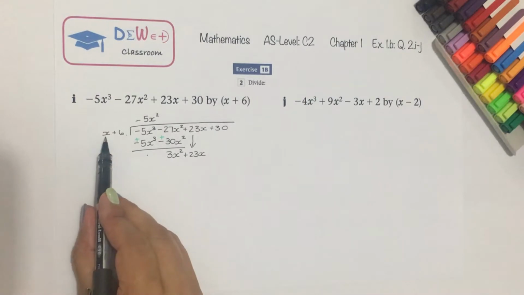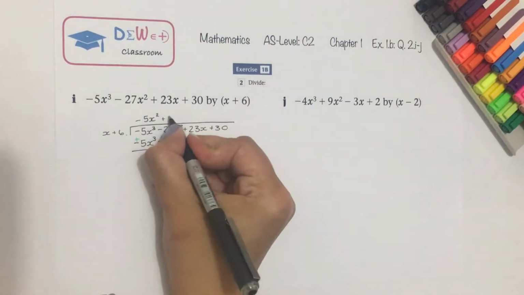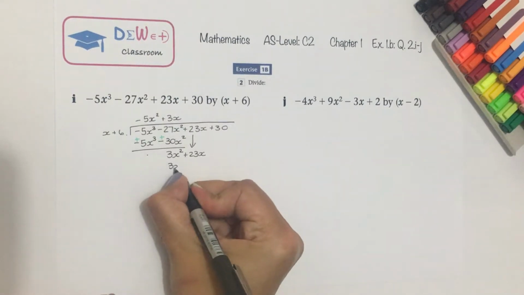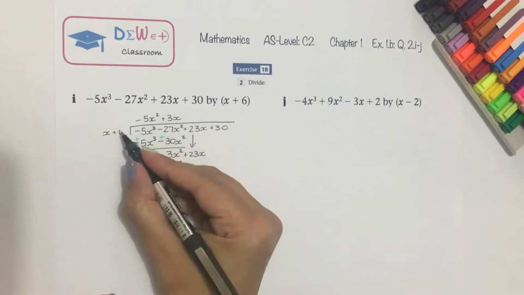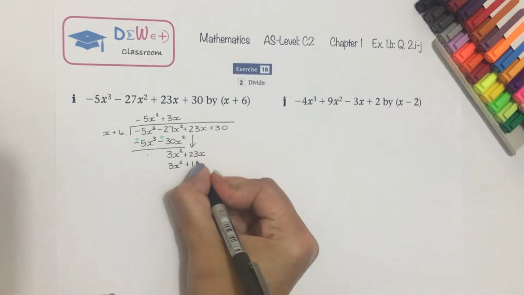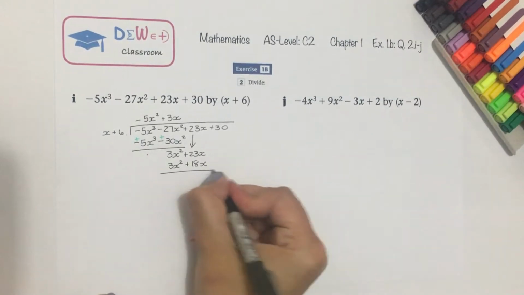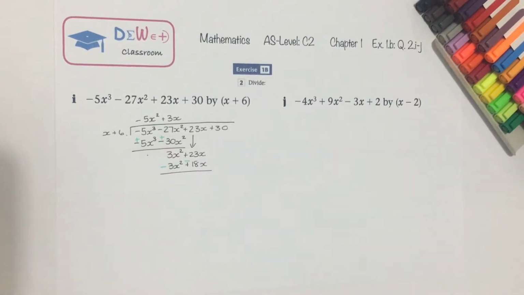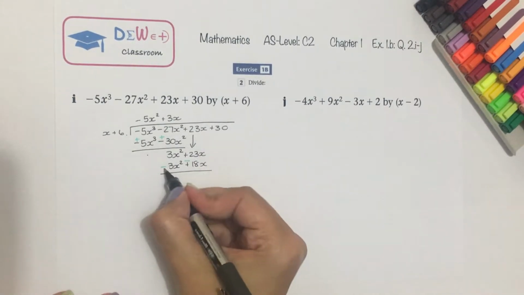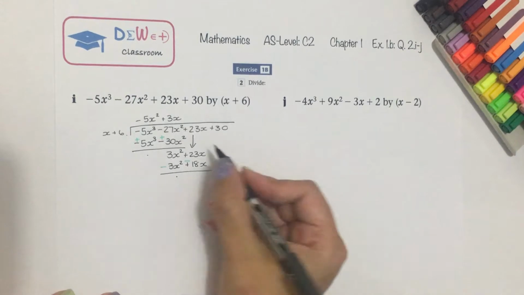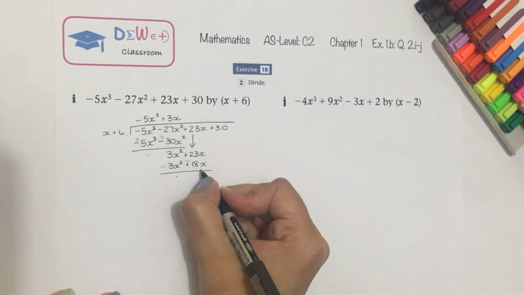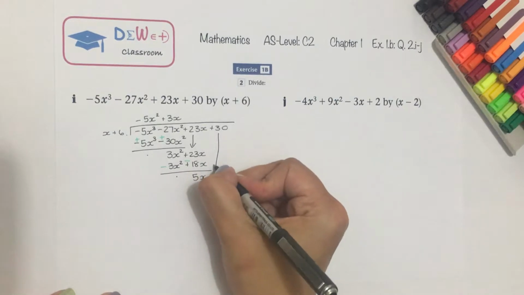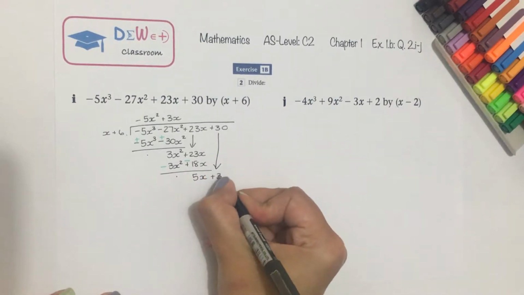3x squared divided by x is plus 3x. 3x times x is 3x squared. 3x times 6 is 18x. Okay, we need to subtract it, so the signs change. And then we've got 3x squared minus 3x squared is 0. 23x minus 18x is 5x. And then finally we bring down the plus 30.